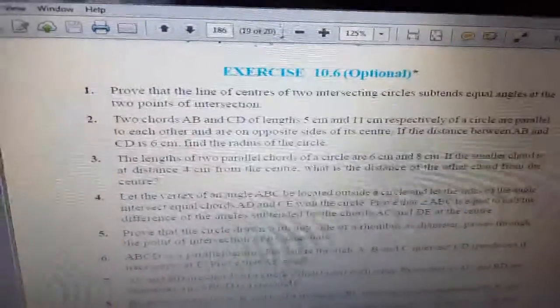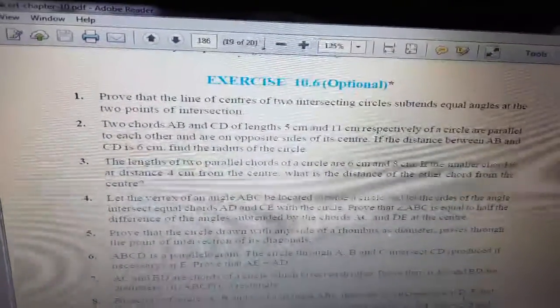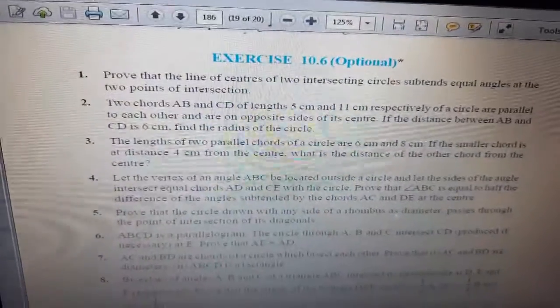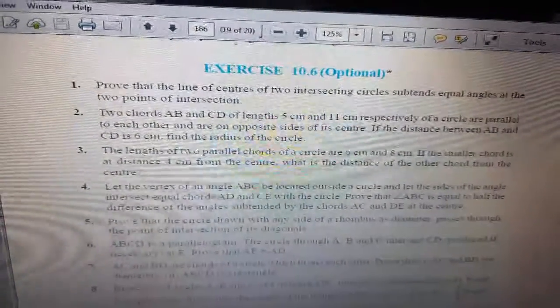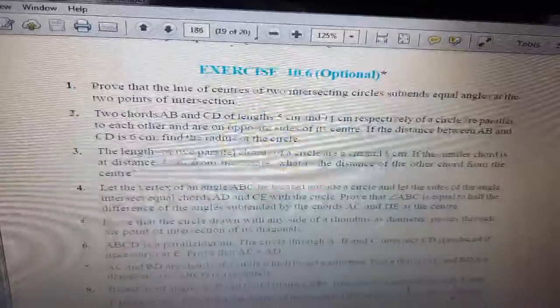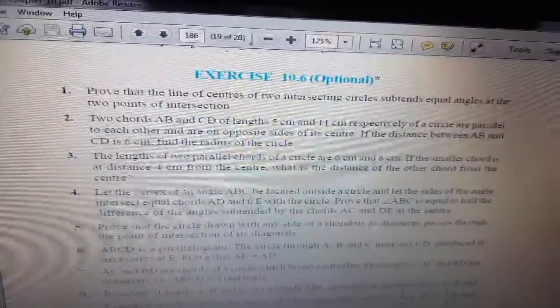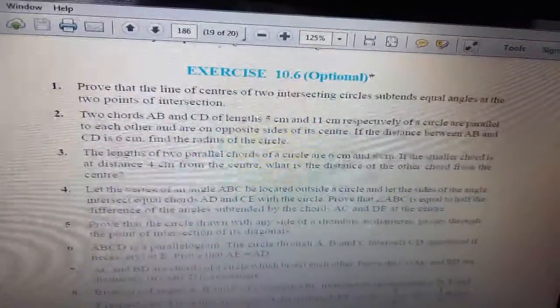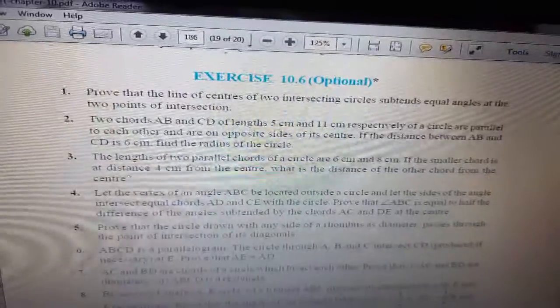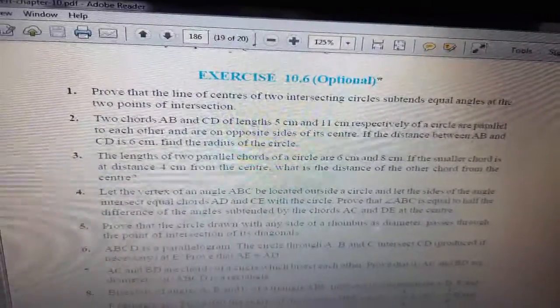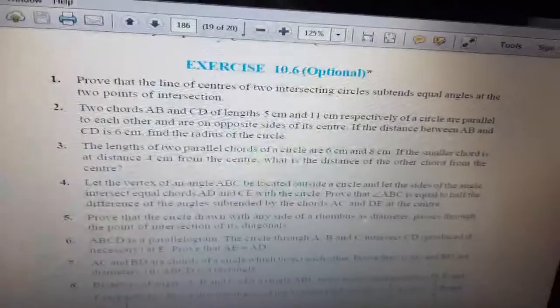Now let's move to question number two. Two chords AB and CD of length 5 centimeter and 11 centimeter respectively of a circle are parallel to each other and on the opposite side of its center. If the distance between AB and CD is 6 centimeter, find the radius of the circle.